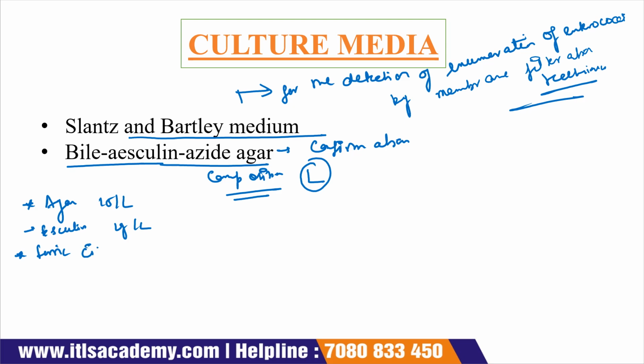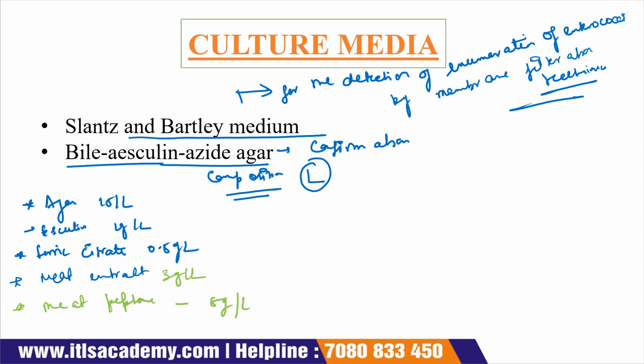Ferric citrate, 0.5 gram per liter. Meat extract is around 3 gram per liter. And also meat peptone, that is 5 gram per liter. And ox bile, it is 440 gram per liter.